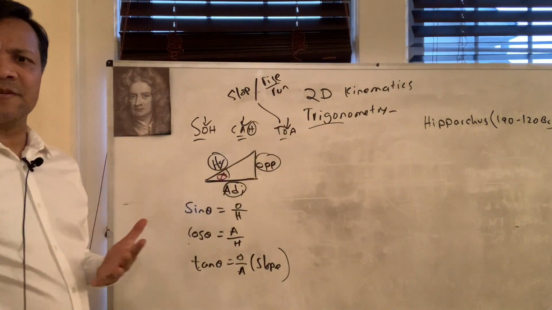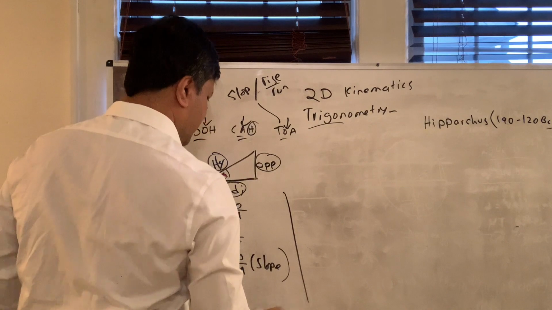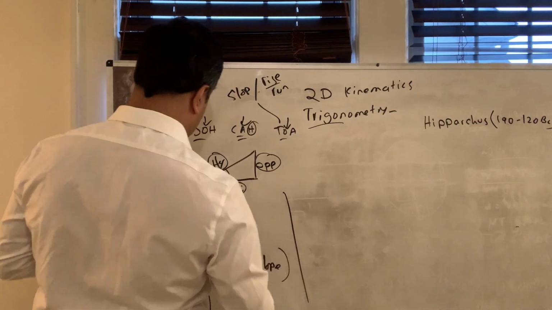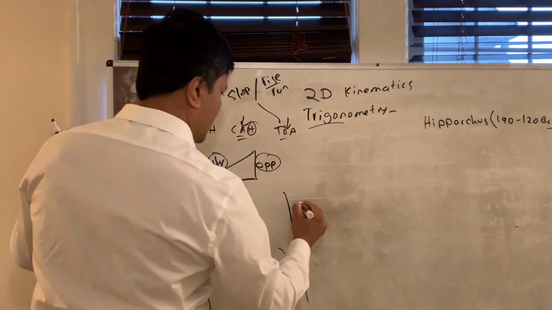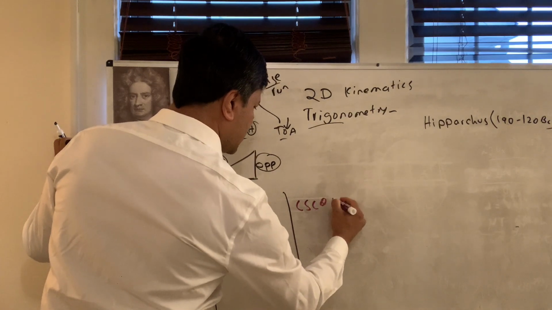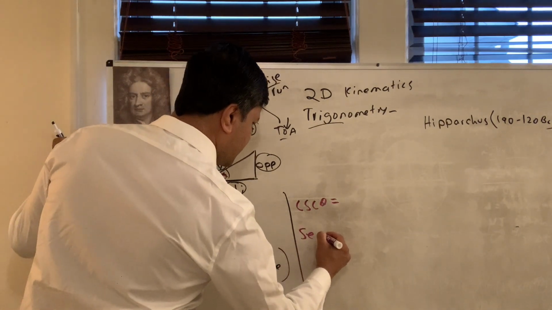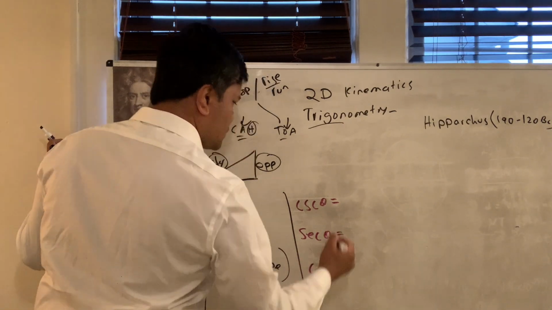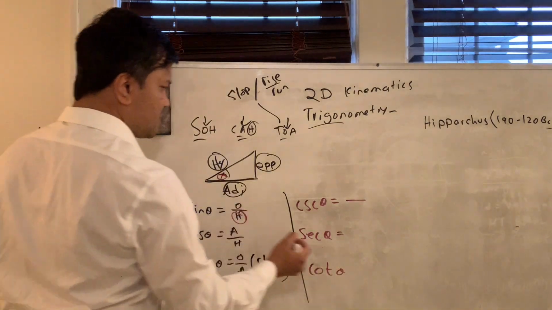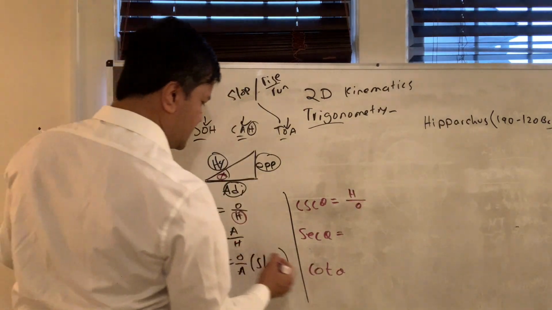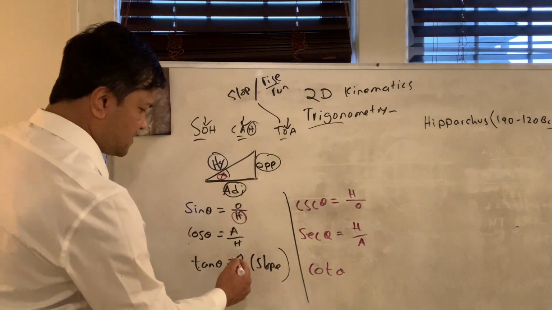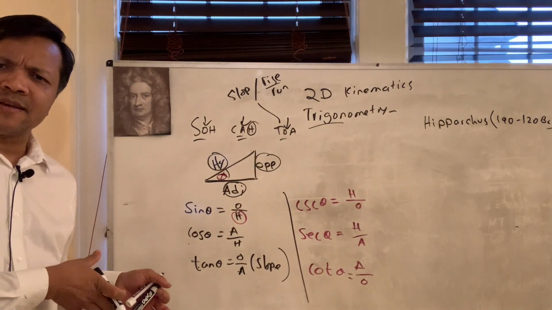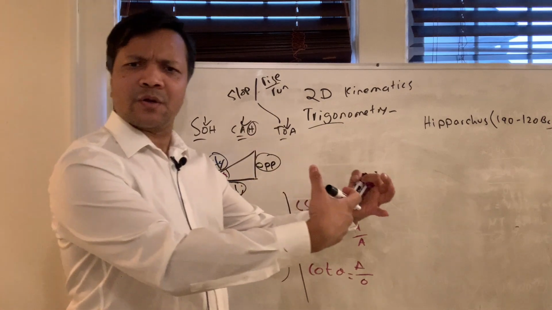Now there are 6 trigonometric functions. I wrote 3. I can definitely write 3 more. So this is cosecant theta, this is secant theta, and this is cotangent theta. Cosecant theta is hypotenuse over opposite, secant theta is hypotenuse over adjacent, and cotangent theta is adjacent over opposite.